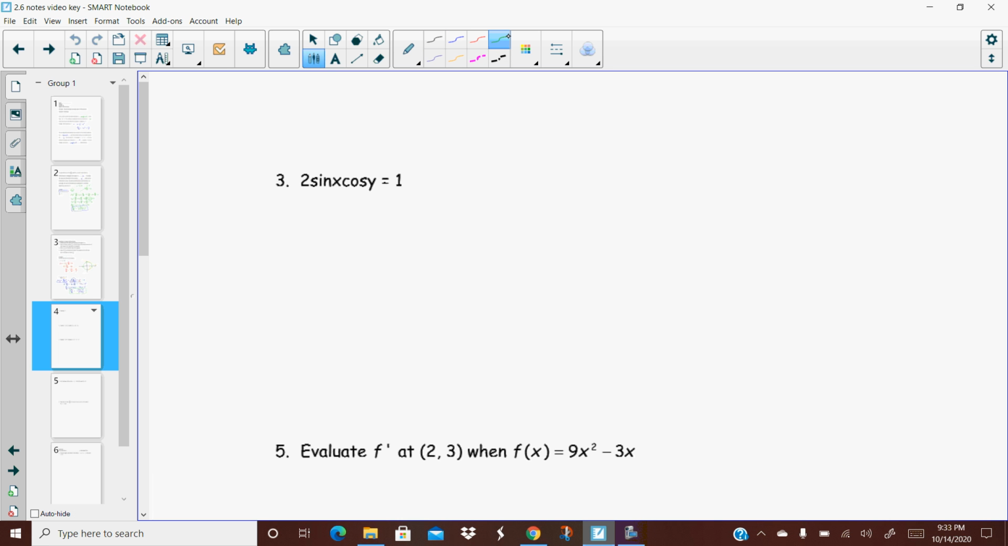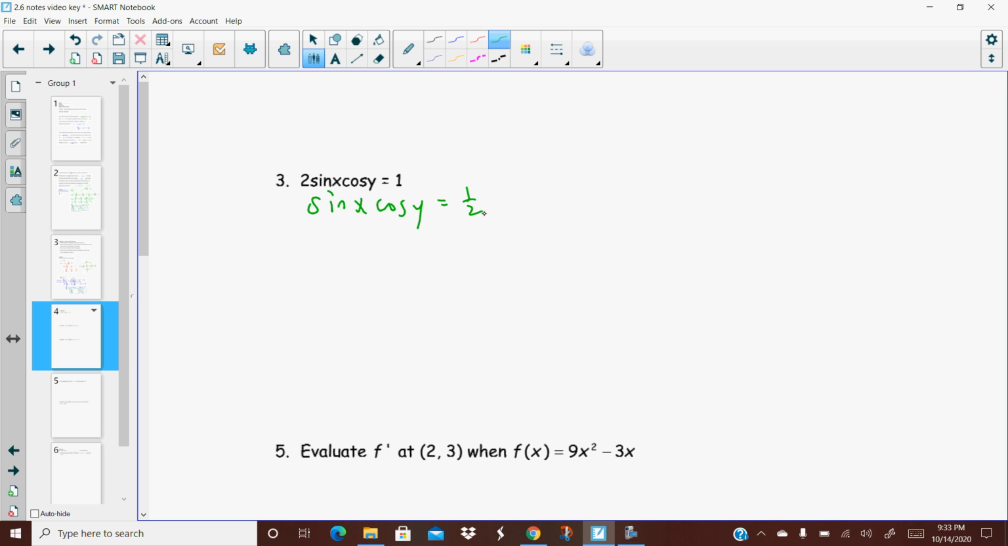So the first one here, number 3, 2 sine of x cosine of y equals 1. First thing I'm going to do is divide both sides by 2 to kind of get that out of the way. So we're going to have sine of x cosine of y equals 1/2. The nice thing about doing that is when I take the derivative of the right side of the equation, it's going to be 0. Now we do have to deal with the product rule on the left side.